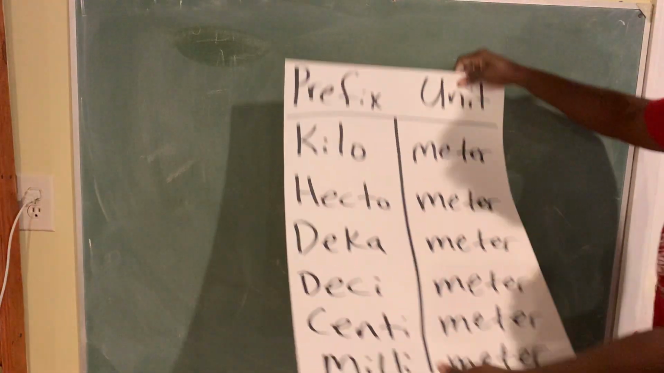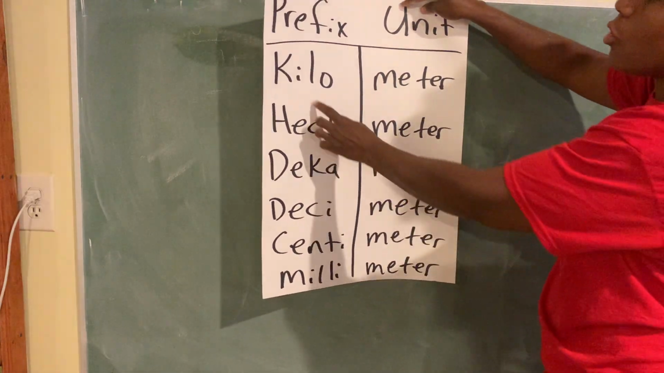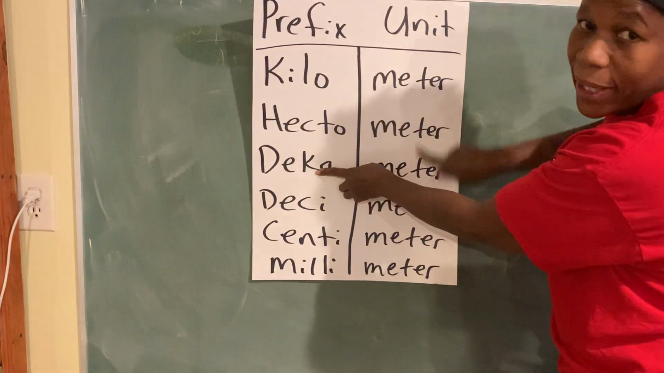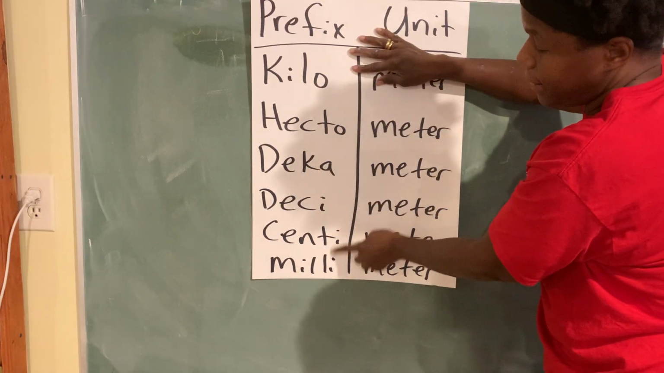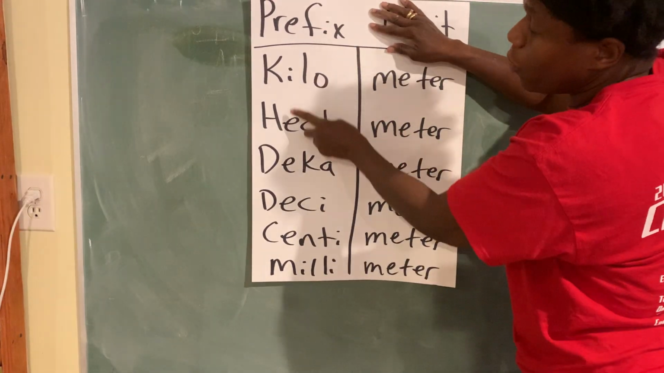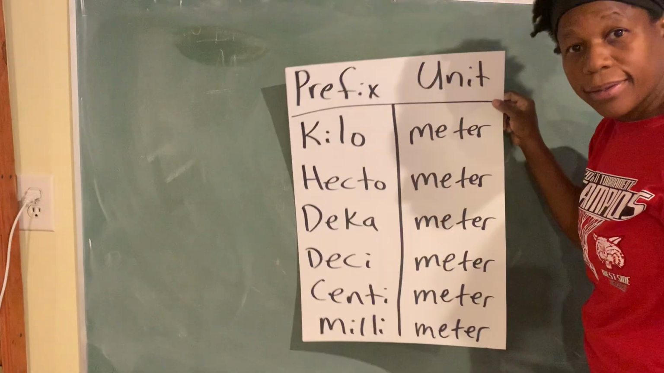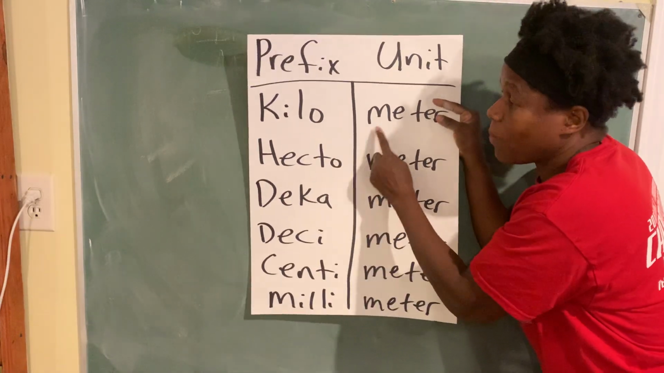There's no difference when we talk about the prefixes in the metric system. So kilo, hecto, and deca make my unit bigger. Deci, centi, and milli are smaller than my unit. So depending on which prefix I use will determine the size of my unit. That makes sense? Okay, so what I'm going to do now.